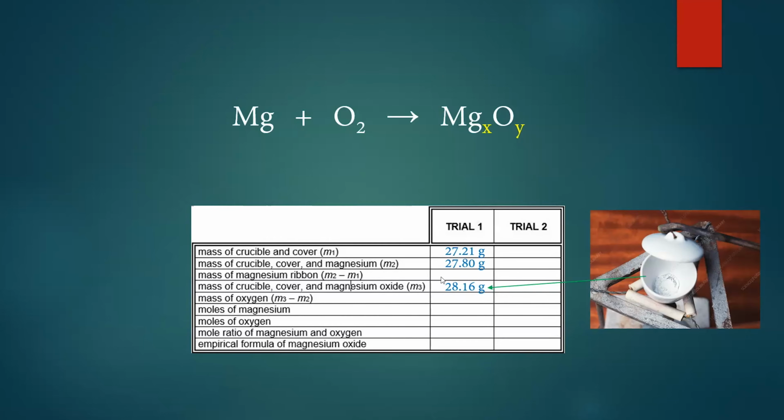You guys can use these numbers to complete the rest of the table. The mass of magnesium is just M2 minus M1. The oxygen is M3 minus M2. And then using what we learned back in Chapter 9, you can change the mass of magnesium oxide and oxygen into moles of magnesium and oxygen, and then get a mole ratio, and from that figure out the empirical formula of the substance.